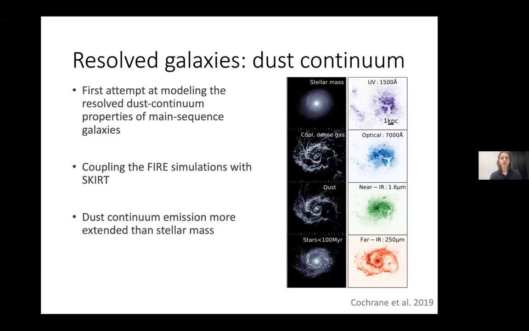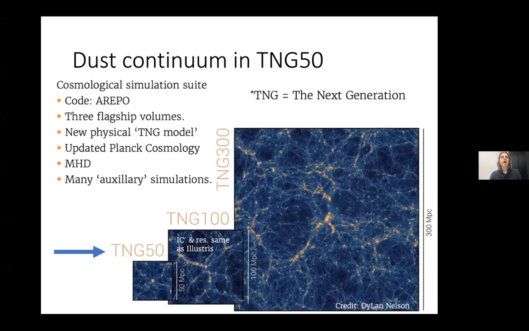And what she found is that the dust continuum emission is actually more extended than the stellar mass distribution, which is slightly different from what we saw before with the observations, that the dust continuum emission is more compact than the stellar emission. But these were just a handful of galaxies. These were zoom-in simulations, quite expensive to run, and really just a handful of galaxies. So the next step from a theoretical point of view could be, among others, statistical samples. And this is where IllustrisTNG comes into place.